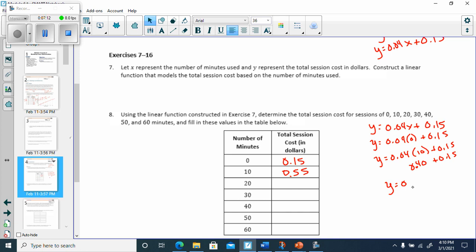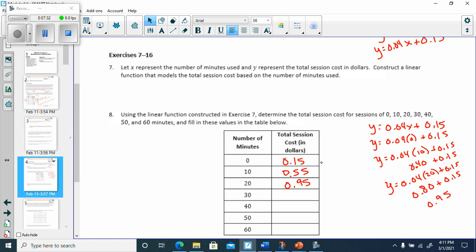Okay? Let's do the 20. Y is equal to 4 cents per minute times 20 minutes plus 15 cents. And this would give me 80 cents plus 15 cents. That would give me 95 cents.